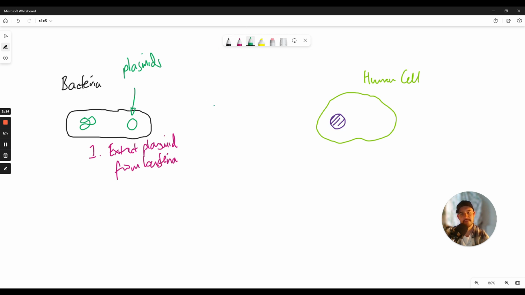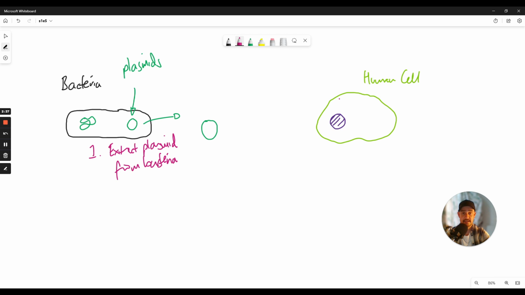So the bacteria plasmid is taken out, and we have our plasmid here. Now, the second step, we're going to go to our human cell. In order for us to genetically engineer bacteria to make human proteins, we need to know the gene for the human protein in question. And this step actually takes quite a lot of research before you get to the industrial stage of making the protein.